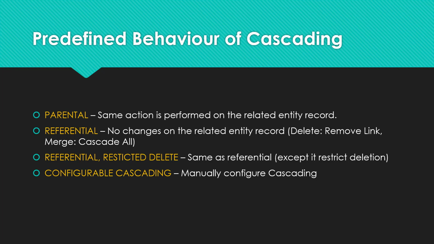Then there is referential restrict delete, which is the same as referential except that it restricts deletion. For example, if you have an account and there are hotel reservation records available against the account, and you try to delete the account, it will not let you delete because the related entity records are available. So in order to delete an account, you first need to delete the related entity records, and then you can delete the account. Then we have configurable cascading, where you have to manually configure all the cascading.